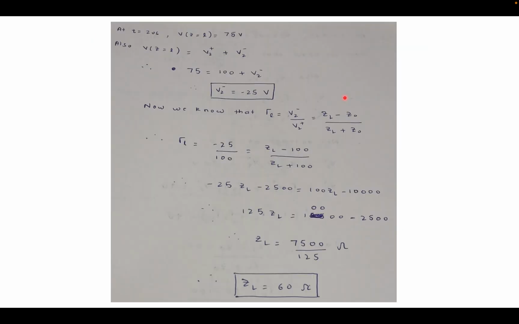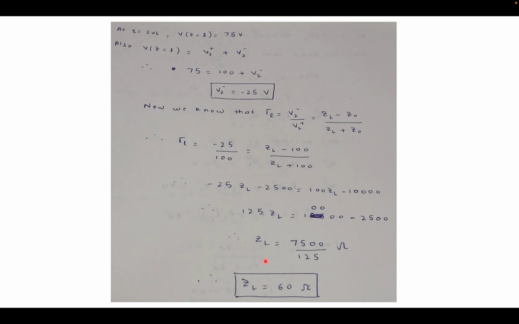From there you can go on and calculate the reflection coefficient at the load end. It can be written as V2 minus upon V2 plus, and also as ZL minus Z naught upon ZL plus Z naught. So tau at L will be minus 25 upon 100, because V2 minus is minus 25 and V2 plus is 100. You can write it as ZL minus 100 upon ZL plus 100 and solve this, because there is only one variable, ZL. The value of ZL you find is 60 ohm.